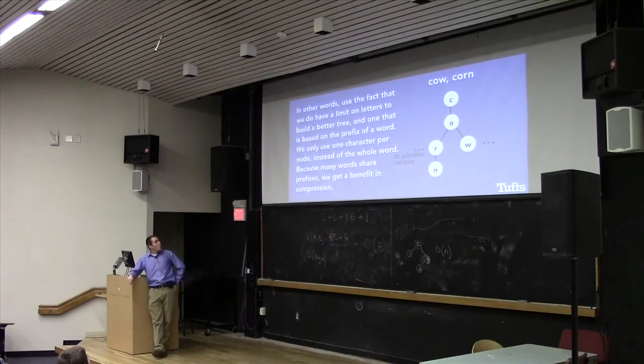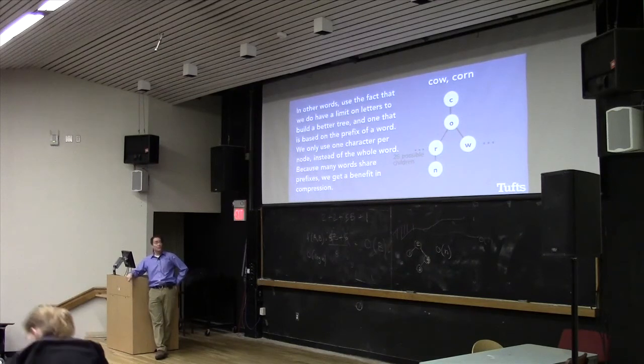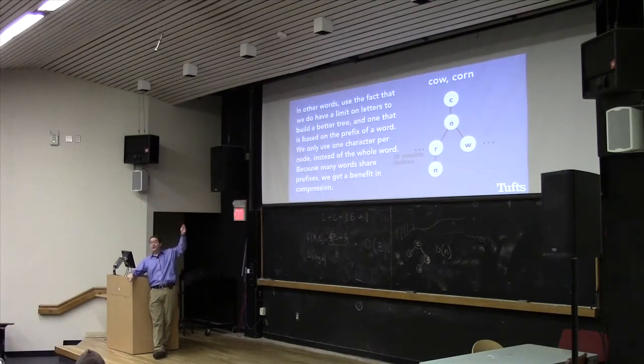The fact that we have a limit on the letters means we can have a tree that looks like this. If we're doing corn versus cow, or cow versus corn, each letter is a node, and each node has at most 26 children. And as you walk down the tree, you can end up branching just based on the regular old comparison between characters.